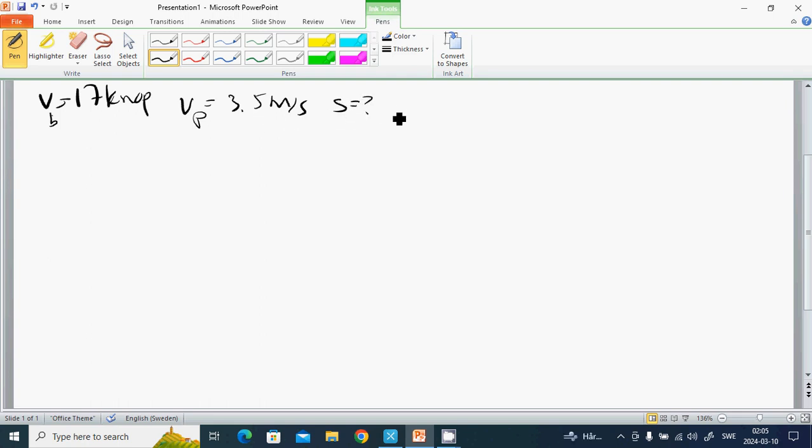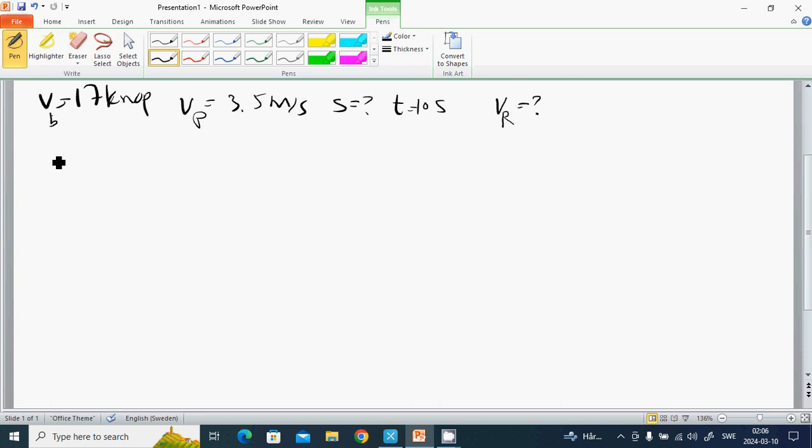S. How long is it in 10 seconds? And what is the V_P? It is V relative. What is his velocity relative to the boat's velocity?